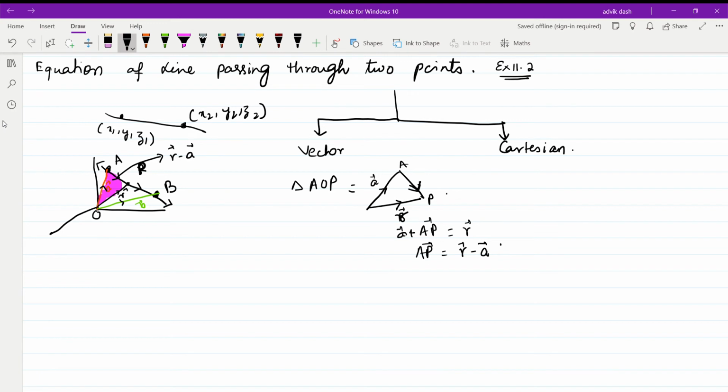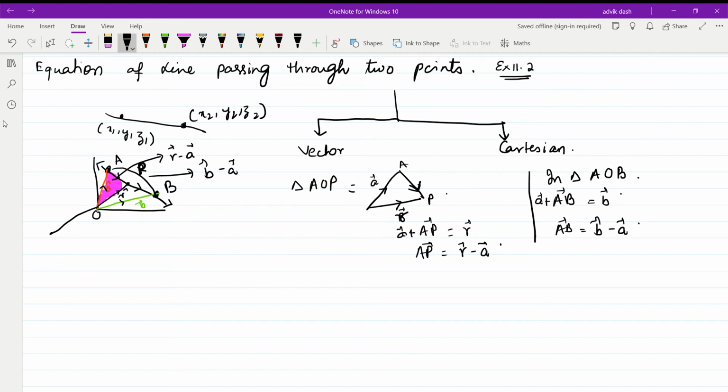Clear? Now similarly, the second time I am taking triangle AOB. You will see that A vector plus AB vector is equal to B vector. So AB vector is equal to B minus A vector. Now I got this whole vector from here to here as B minus A vector.